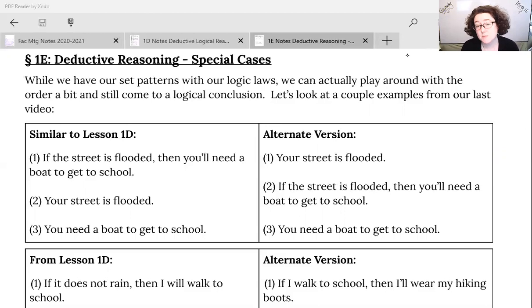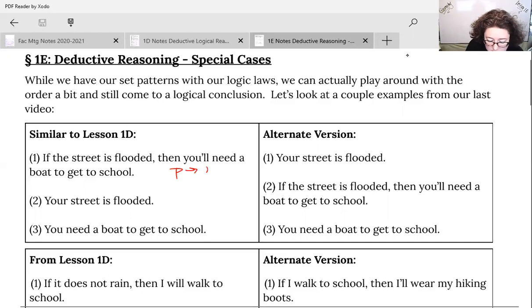So again, I always like mapping these out. I don't know about you, but when I see all these words kind of mushed together, it's hard for me to figure out what the order is. I can see the order a little bit better when I translate it into symbols. So you don't need to do that, but if it helps, do it. Okay, so if the street is flooded, then you'll need a boat to get to school. Okay, so that's basically if P, then Q.